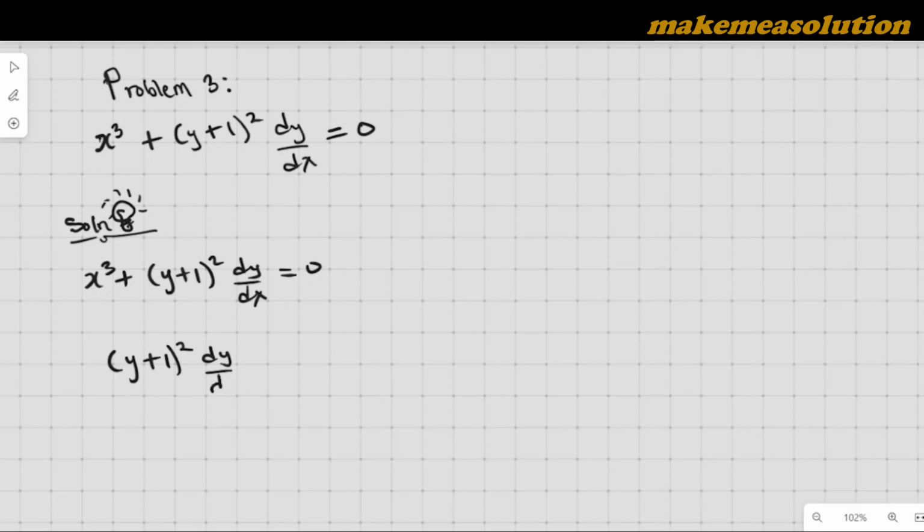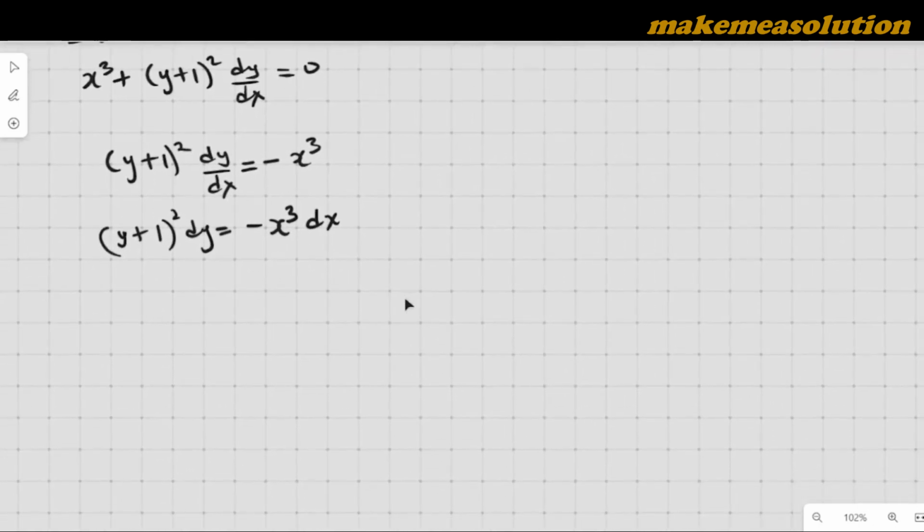Dy is equal to minus x cubed. Then you can now say (y plus 1) whole squared dy is equal to minus x cubed dx, like this. So how are we going to approach this one? We can just integrate both sides. The integral of (y plus 1) whole squared dy is equal to minus the integral of x cubed dx.